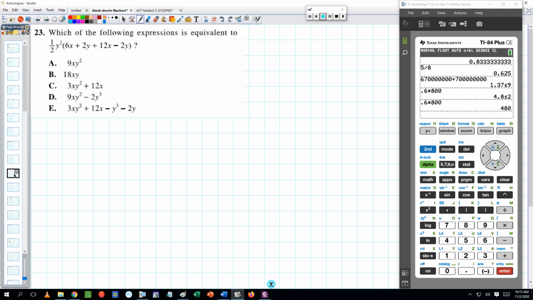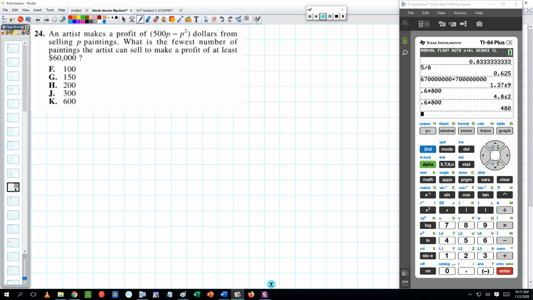Which of the following expressions is equivalent to this? So what I'm going to do here is I'm going to simplify the inside of that parentheses. 6x and 12x make 18x. The 2y and the negative y cancel. I have 1/2 y squared times 18x. So 1/2 of the 18 is 9. Do your numbers. And then I'm just going to put the letters in alphabetical order. And that is A.